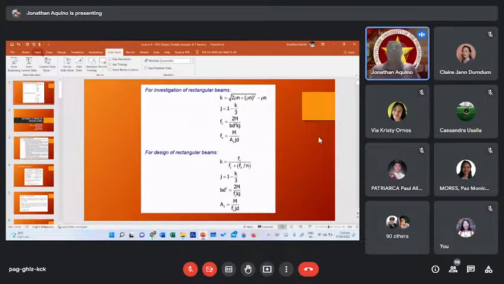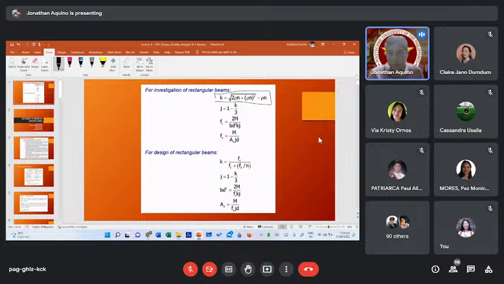Okay. So, yung basic lang naman sa working stress design is of course, meron tayong investigation and design problem. So, ang kailangan in working stress design is to solve for the value of K. So, for investigation, ito yung value ng K natin. Then, for design, ito naman. So, kung mapapansin niyo, sa investigation, given yung section natin. Okay? And then, AS, B, and D.